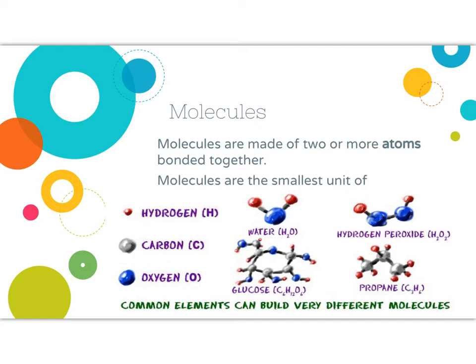Molecules are made of two or more atoms bonded together. Molecules are the smallest unit of compounds. Sorry, I need to update my slide here. So for instance, we can have water, which is H and O. And so these are just bigger than atoms because there's multiple atoms bonded together.